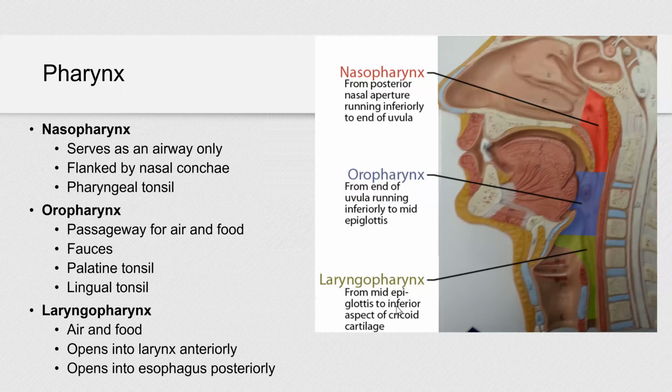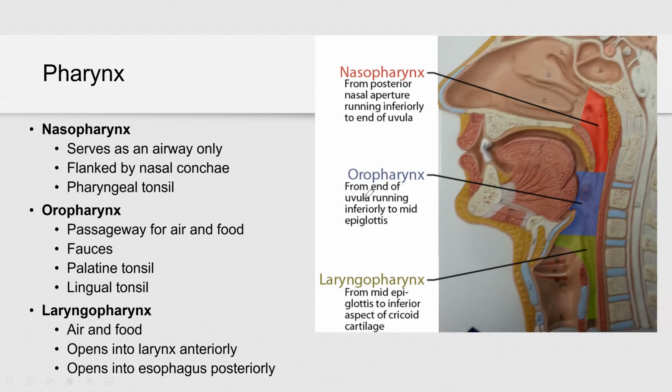Now we move from the nasal cavity to the pharynx. The pharynx, what in English you call the throat, is all this structure right here, and you can see it's colored in 3 different colors: red, blue, green, because the pharynx can be divided into 3 parts. That's your nasal cavity. Posterior to the nasal cavity, you have the nasopharynx. It's from the posterior nasal aperture, and aperture is just an opening, running inferiorly to the end of the uvula. And remember this uvula, it's the posterior part of the soft palate, right? So that's our nasopharynx.